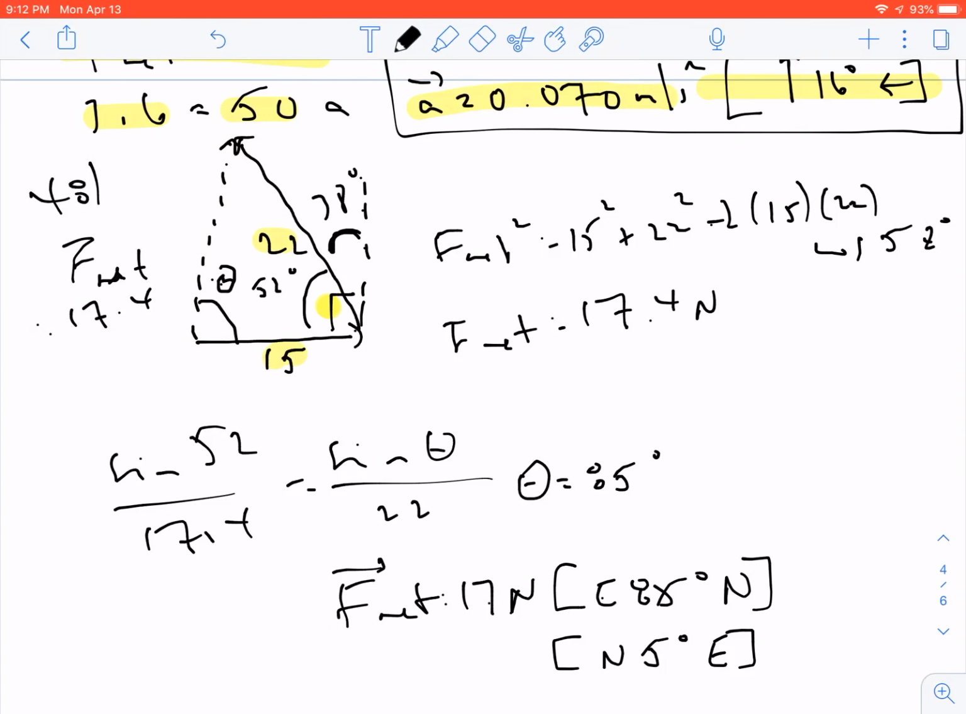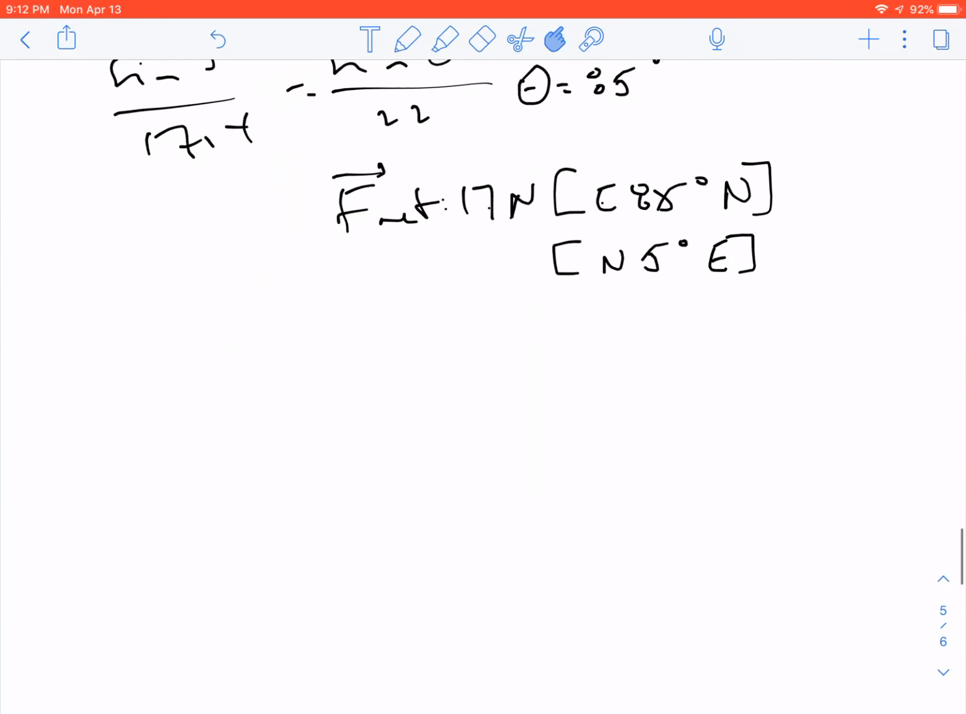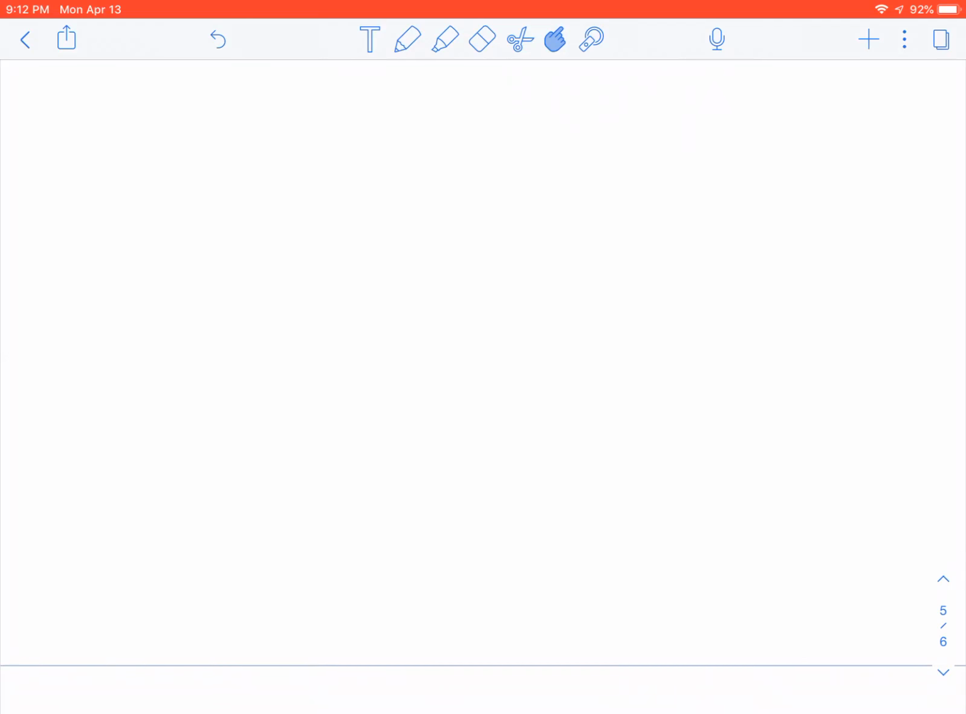Alright, so there's 48. So I'm now adding two vectors that are not perpendicular, and again, either using a cosine law or using my component method. Alright, let's turn the heat up here just a little bit, and let's go to question 49 on page 148.